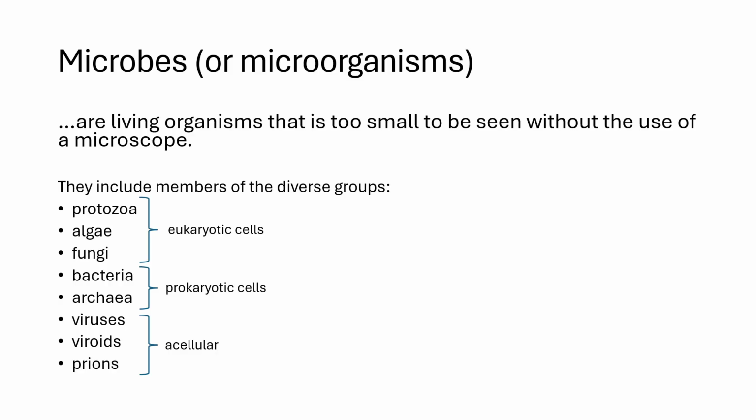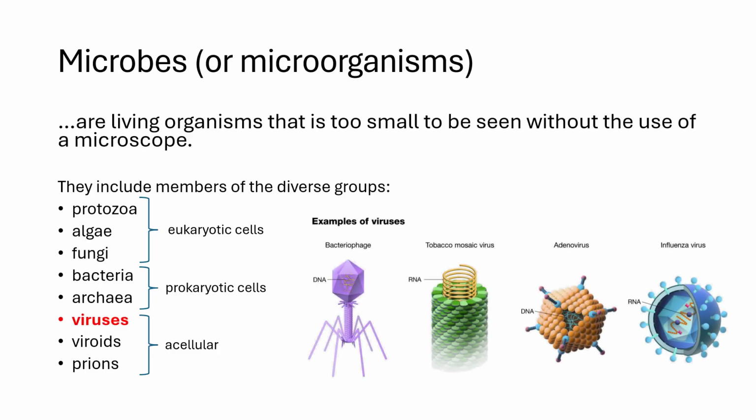That leaves us to the last group, the acellular entities. These are the viruses, the viroids, and the prions. Recall that acellular entities lack the basic cell structures of living cells. They don't have a cell membrane, they don't have a cytoplasm, nor do they have ribosomes. Let's start by talking about the viruses.